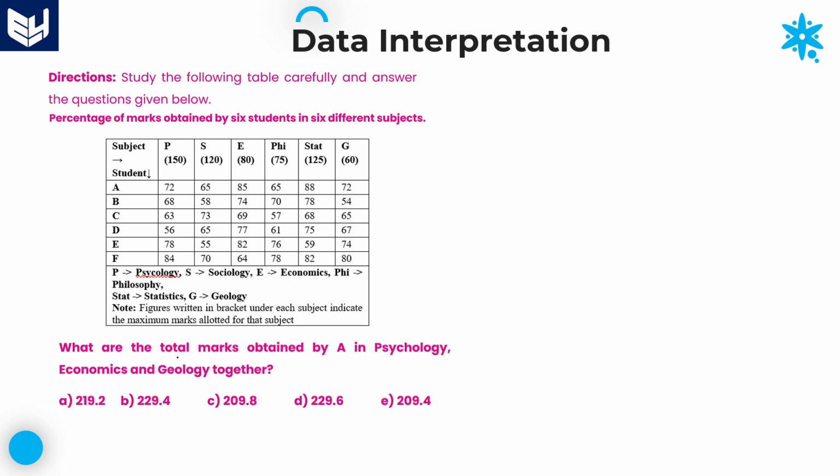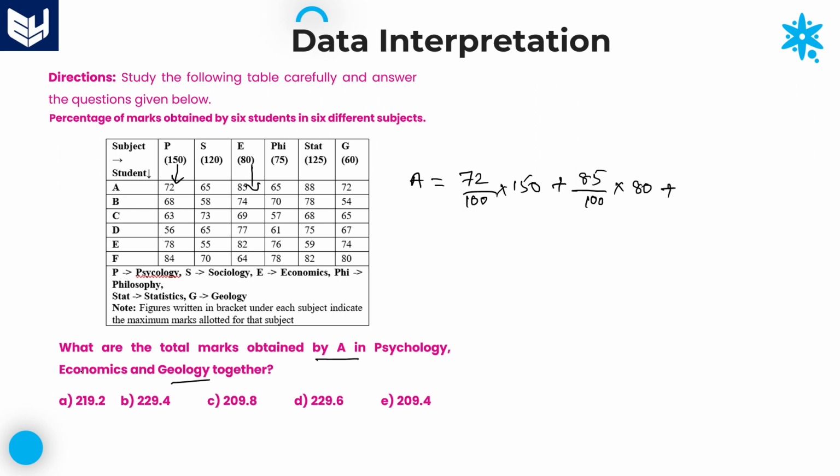Next question. What are the total marks obtained by A in psychology, economics, and geology together? Here we need to calculate the total marks obtained by A. First, psychology, that is 72 percentage of 150. That is the first subject. And the second subject, economics. Economics is 85 percentage of 80. That is the second subject.